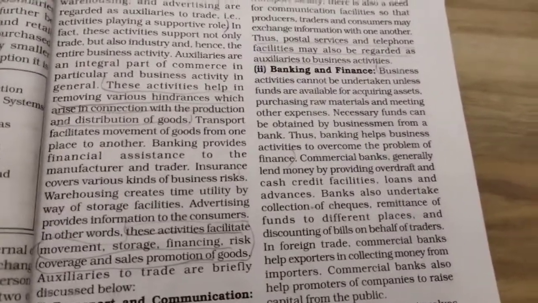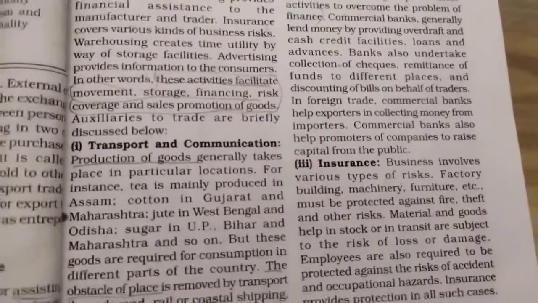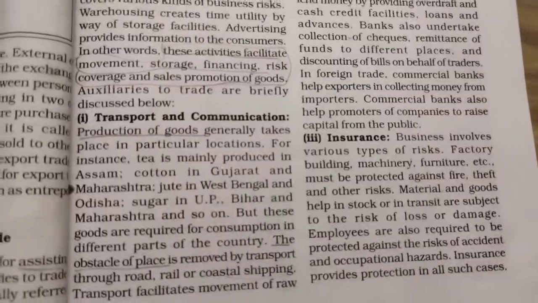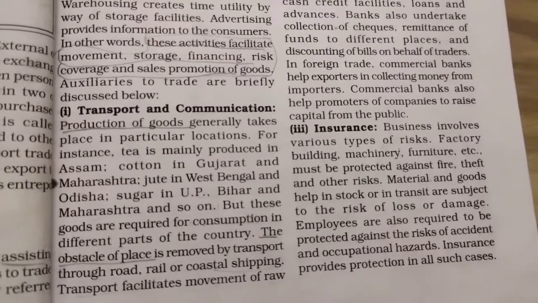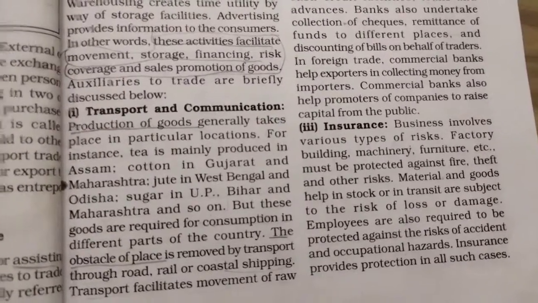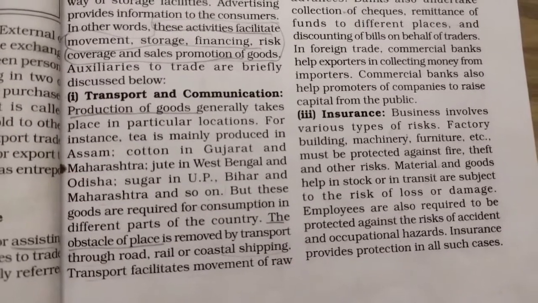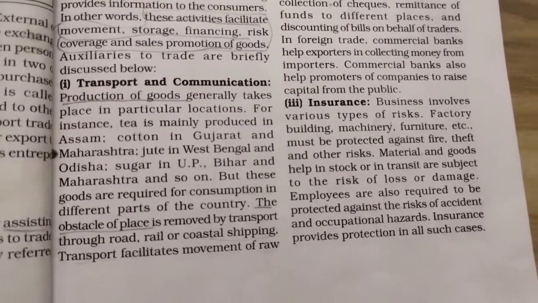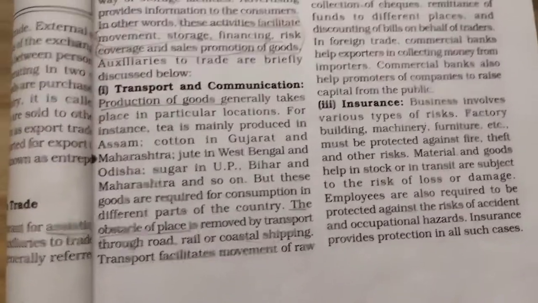So auxiliaries to trade are briefly discussed as below. First is transport and communication. Production of goods generally takes place in particular locations. For instance, tea is produced in Assam, sugar is produced in UP and Bihar, but these goods are required for consumption in different parts of the country. So the obstacle of place is removed by transport through road, rail or coastal shipping. Transport facilitates movement of raw materials to the place of production and the finished product from factories to the place of consumption.